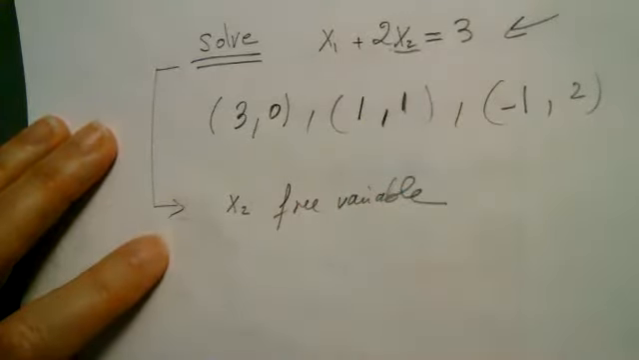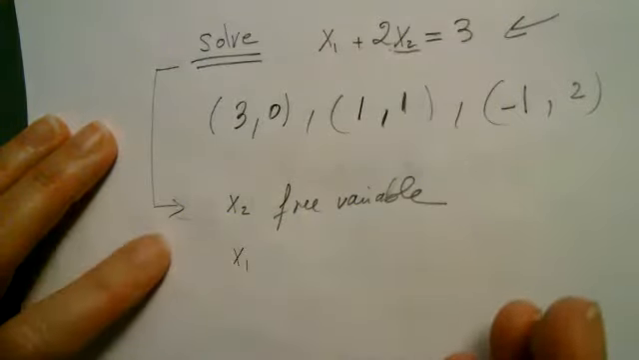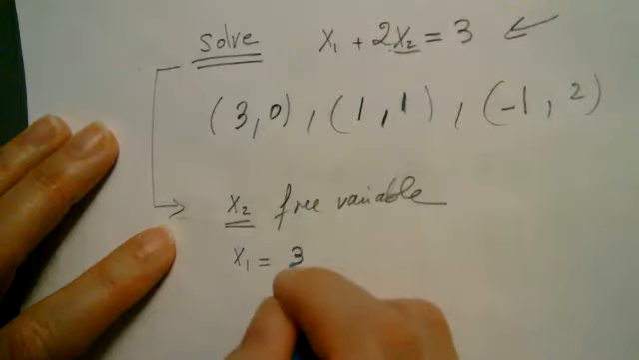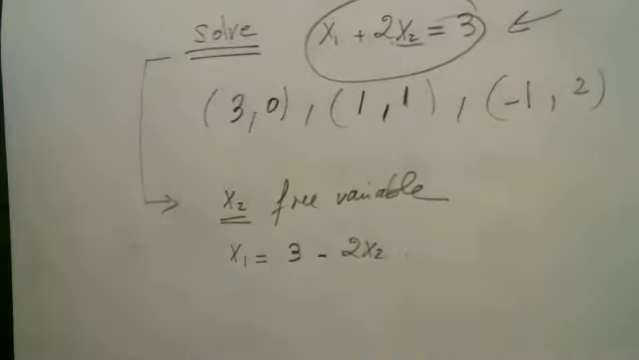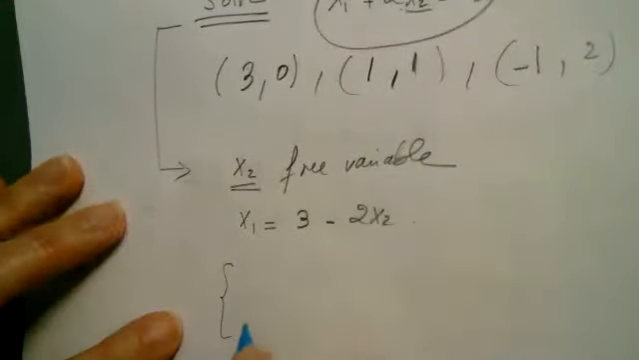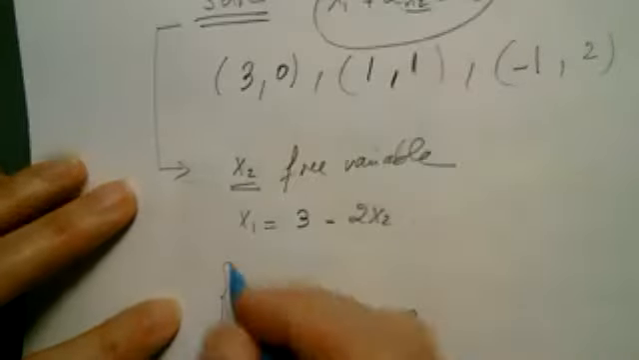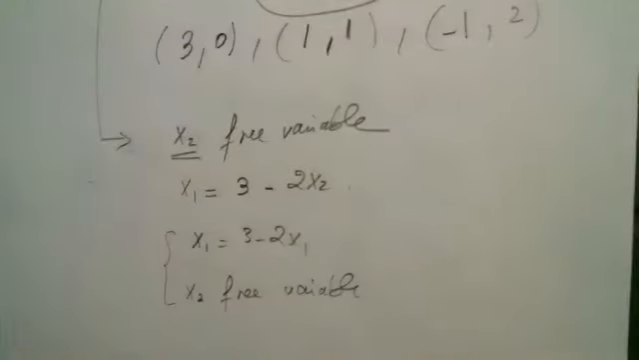What does it mean, free? It means x2 can take any value we want. But x1 is a constrained variable, or we will call it basic. It means x1 is constrained by x2. I solve for x1 in terms of x2. And the way we will write the solution is like this: x2 could be anything, it means any value, but x1 will be 3 minus 2x2, and the system has infinitely many solutions.